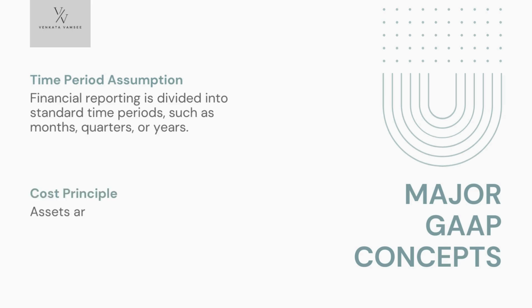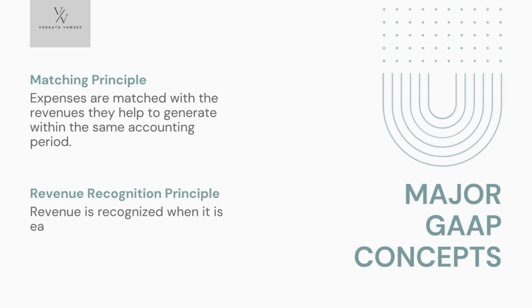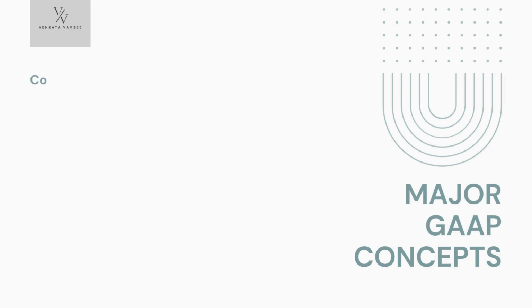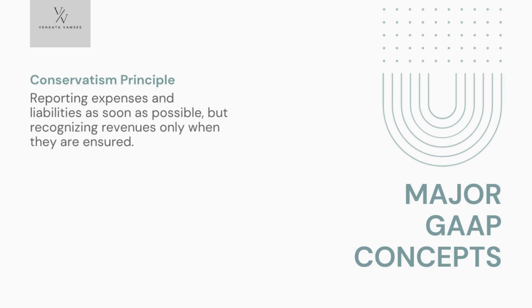Cost principle: assets are recorded at their original cost, not their current market value. Matching principle: expenses are matched with the revenues they help to generate within the same accounting period. Revenue recognition principle: revenue is recognized when it is earned and realizable, regardless of when the cash is received. Conservatism principle: report expenses and liabilities as soon as possible, but recognize revenues only when they are assured.